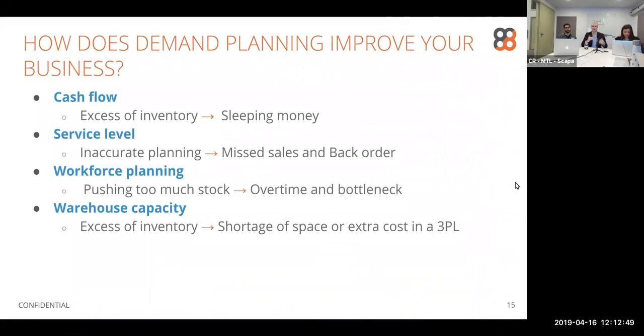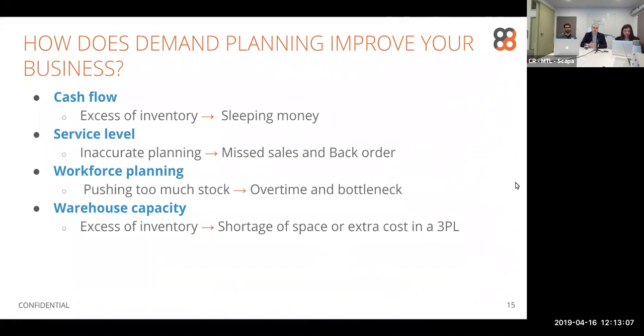So all of that is connected. If you're pushing a little bit to get more on one, you might be affected on the other one. So this is where you're trying to find a sweet balance. And last one, and maybe not the least, but those are the four more common ones impacting business, is the warehouse capacity.